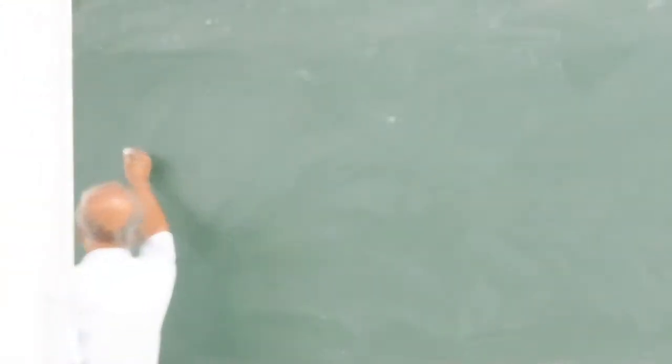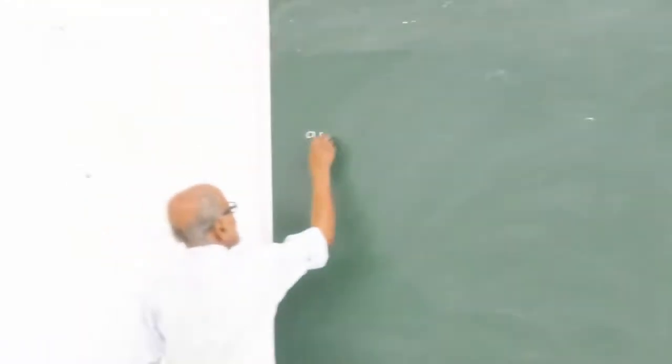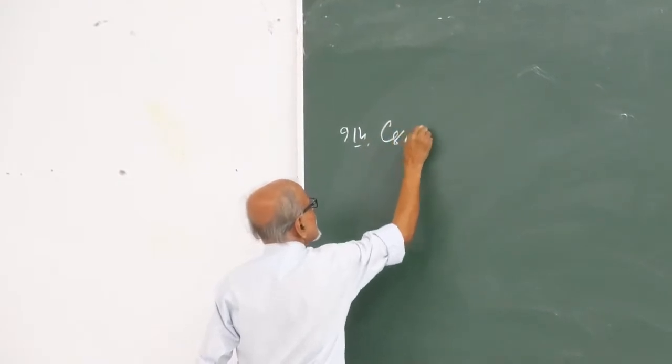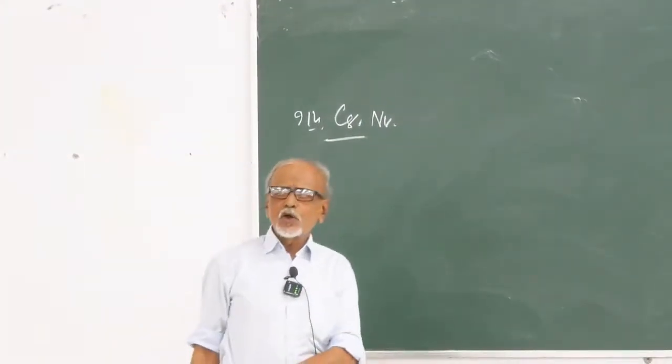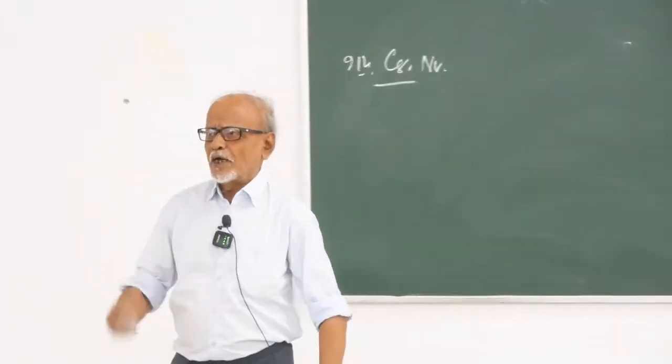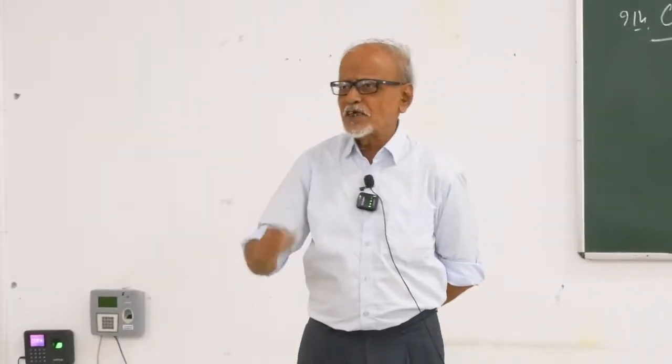Ninth cranial nerve, you all know the name, glossopharyngeal nerve. 9th cranial nerve, glossopharyngeal nerve. For the glossopharyngeal nerve, what are the nuclei? ঠিক আছে, কি কি নিউক্লিয়াস আছে?